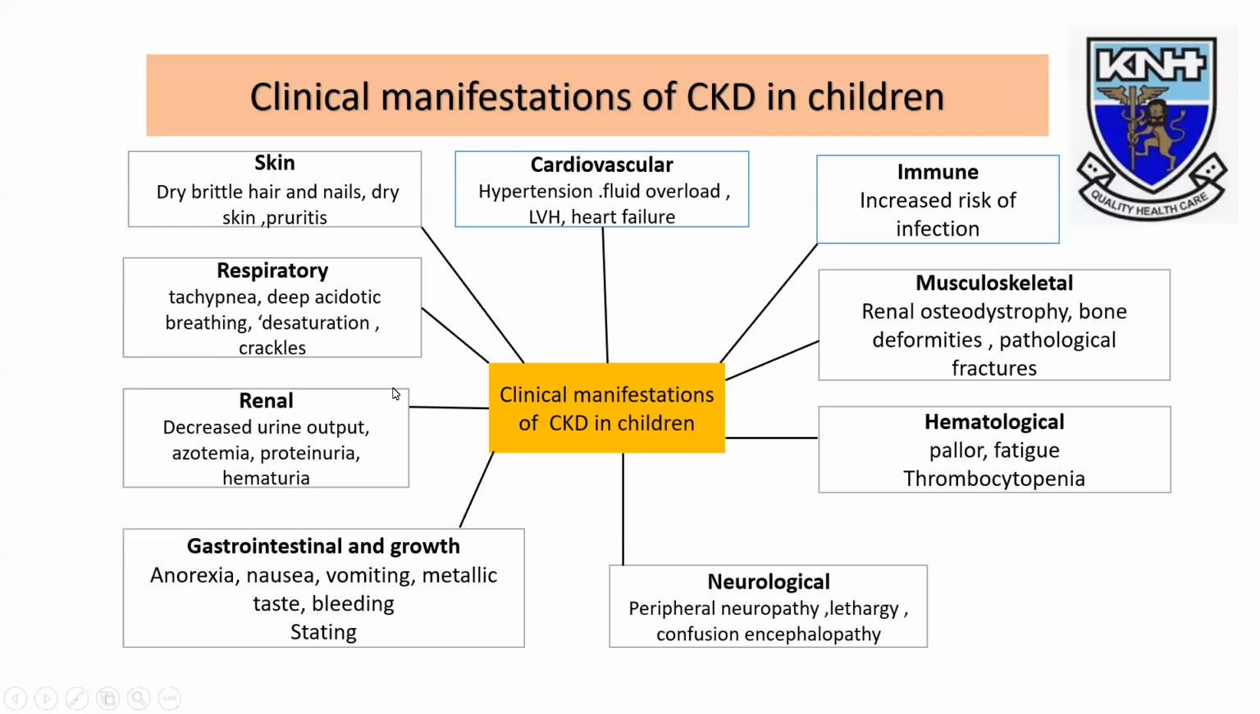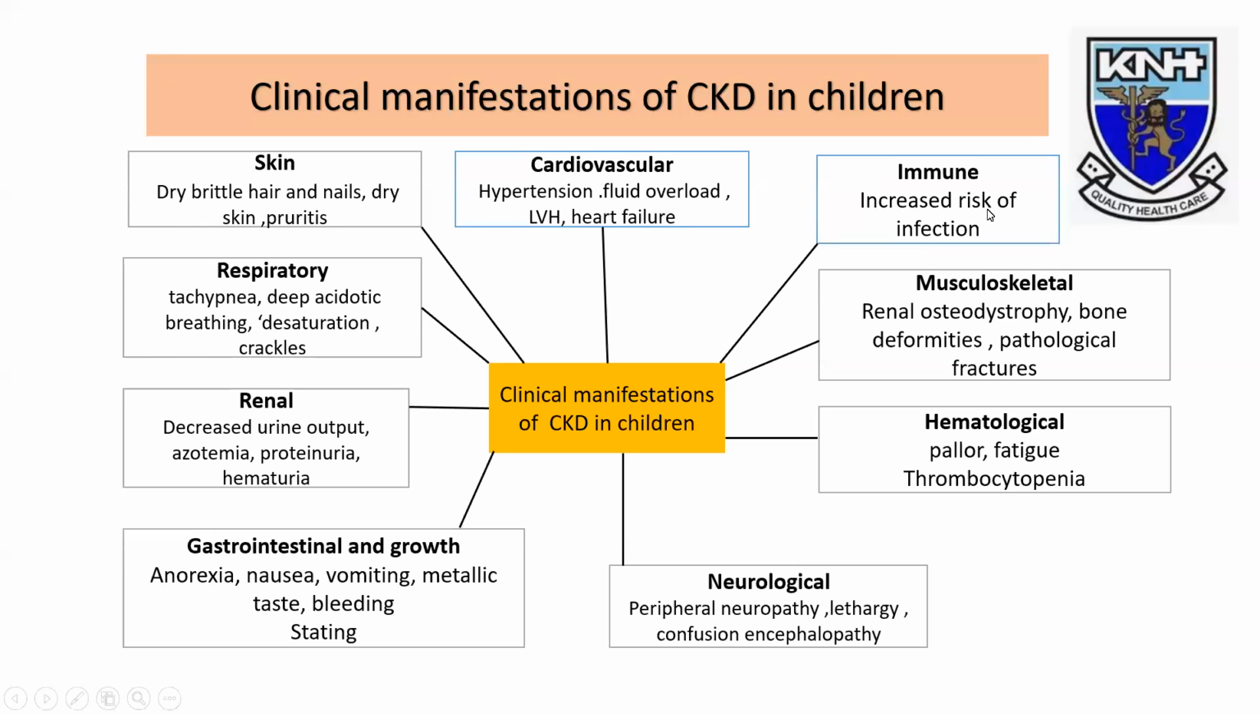In the cardiovascular system, some children may manifest with hypertension. Others show signs of fluid overload: they have pedal edema, mild ascites, signs of left ventricular hypertrophy, maybe a gallop rhythm. Some come with signs of heart failure: tachypnea, dyspnea, orthopnea, I'm sorry. So lower limb edema and ascites are the manifestations you can find for the cardiovascular system.